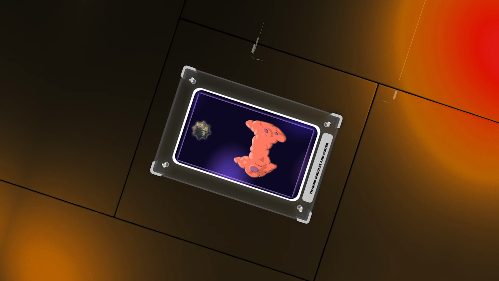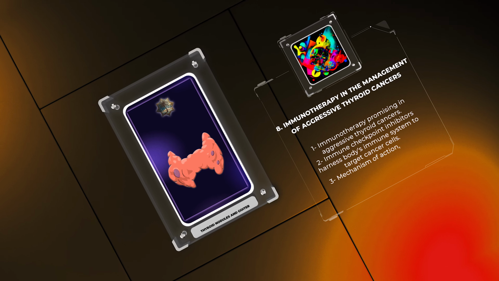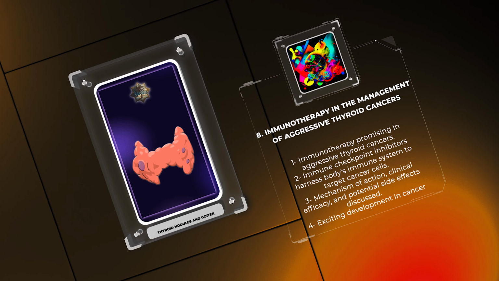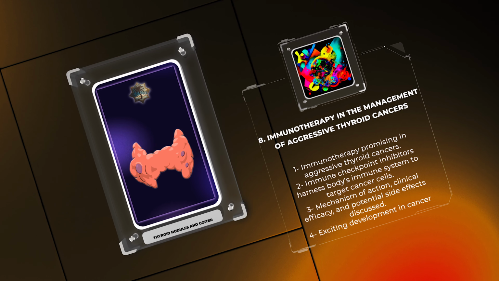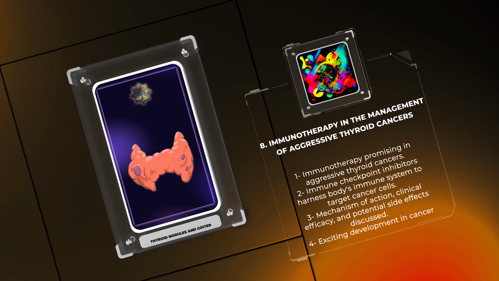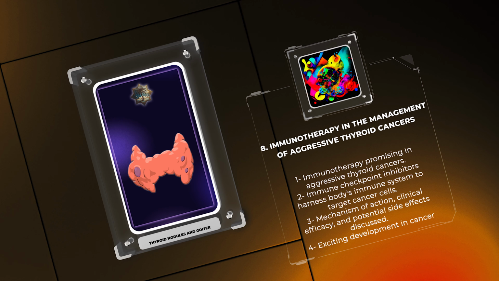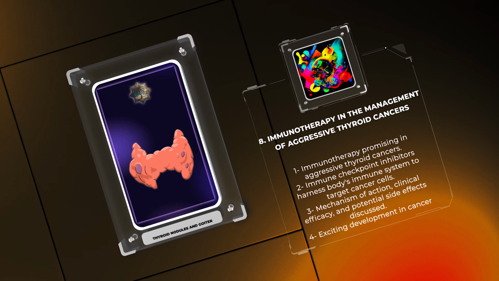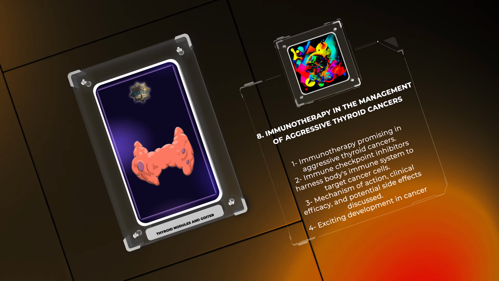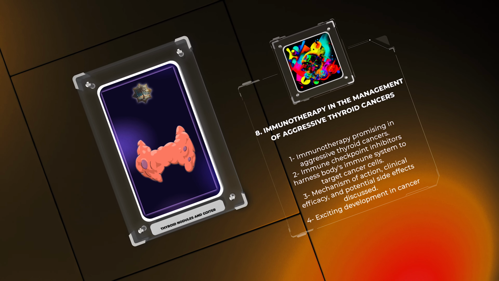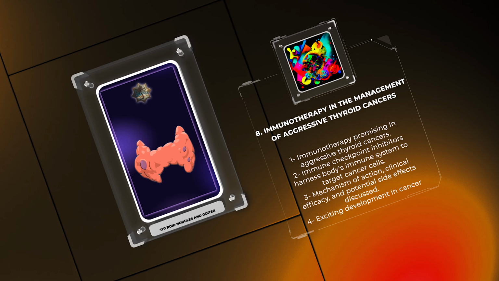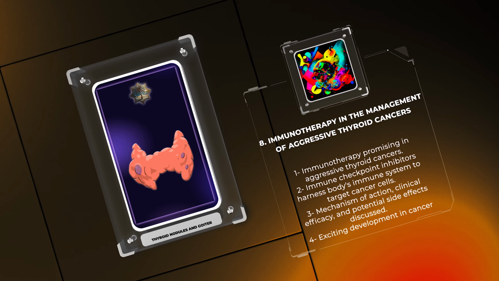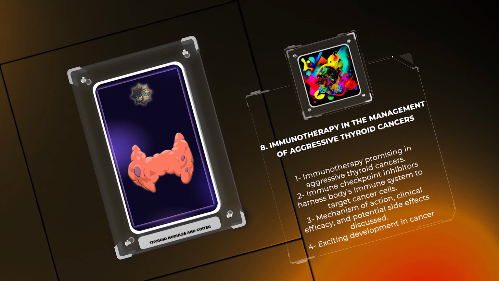Immunotherapy, a promising treatment modality in various cancers, has shown potential in the management of aggressive thyroid cancers. Specifically, immune checkpoint inhibitors have gained attention in the field. These inhibitors work by harnessing the body's immune system to target cancer cells more effectively. We will dive into the mechanism of action behind immunotherapy, its clinical efficacy in treating aggressive thyroid cancers, and the potential side effects associated with this approach. Stay tuned for an in-depth exploration of this exciting development in cancer treatment.